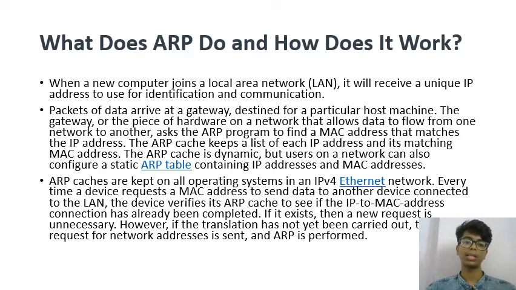Every time a device requests a MAC address, media access control address, to send data to another device connected to the LAN, the device verifies its ARP cache to see if the IP to MAC address connection has already been completed. If it exists, then a new request is unnecessary. However, if the translation has not yet been carried out, then a request for a network address is sent and address resolution protocol is performed.